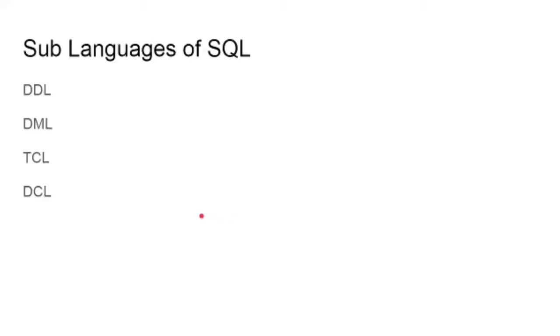Then what is TCL? TCL means Transaction Control Language, which is related to transactions. And what is DCL? DCL means Data Control Language, which is used to give permissions, that is grant and revoke, giving permissions and taking permissions on the tables. We will see all these things one by one.